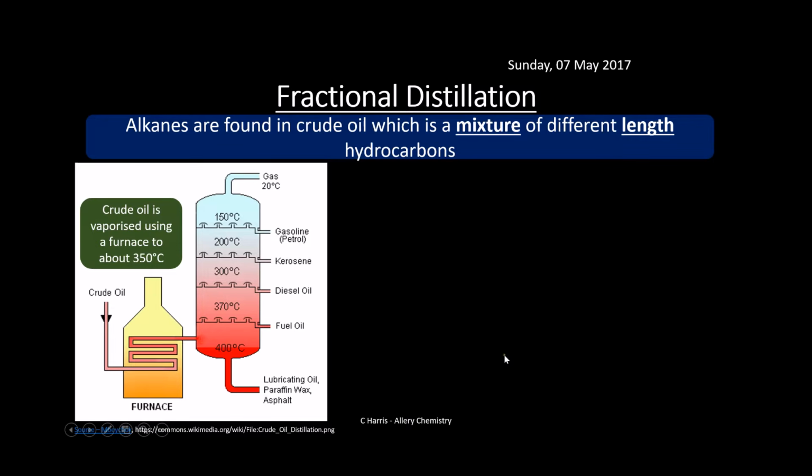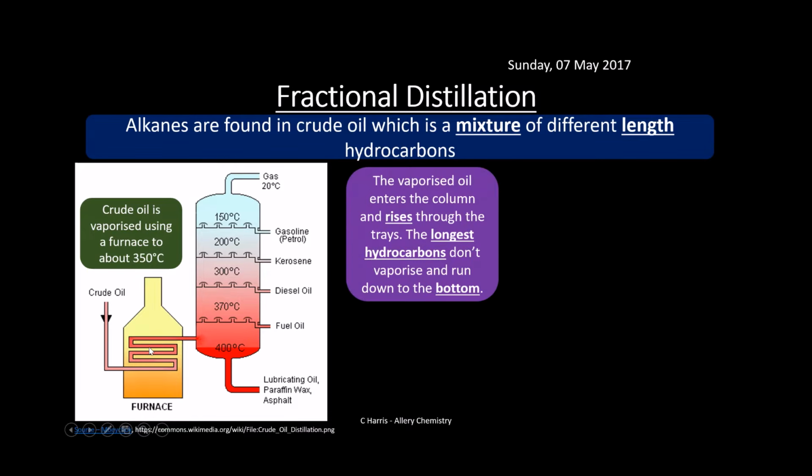This is in this bit here, and the furnace would then heat that up. Then the vaporized oil enters the column, so it's going in through here, and rises through the trays. The longest hydrocarbons don't vaporize, and they run to the bottom. So your longest hydrocarbons run down into here, and they collect in a slurry. This is this bit here. Whereas your ones which are gases, because they've been heated, remember, will start to rise up the column.